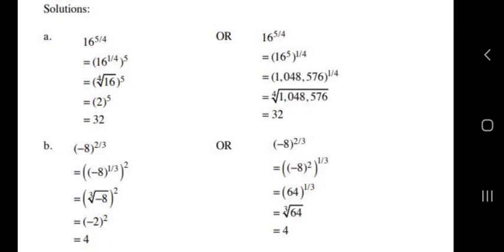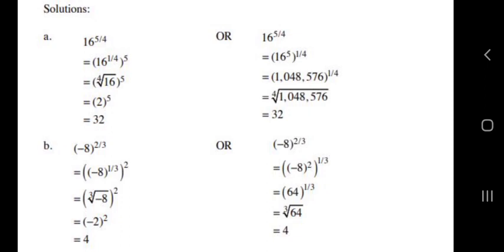Okay, hopefully that was enough time to work on these. So there's two ways to do both of these problems. You can do the fourth root part first, or you can take it to the fifth power first. Obviously, for 16 to the 5/4 power, if you take it to the fifth power, that's a huge number, right? And then you have to take the fourth root of that. How are you going to do that without a calculator? So the first way is obviously better.